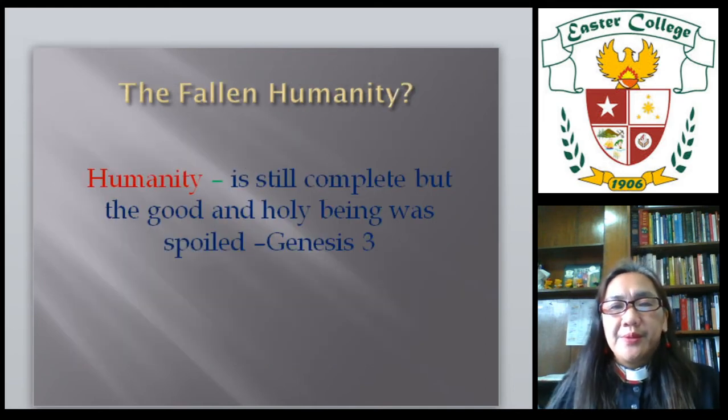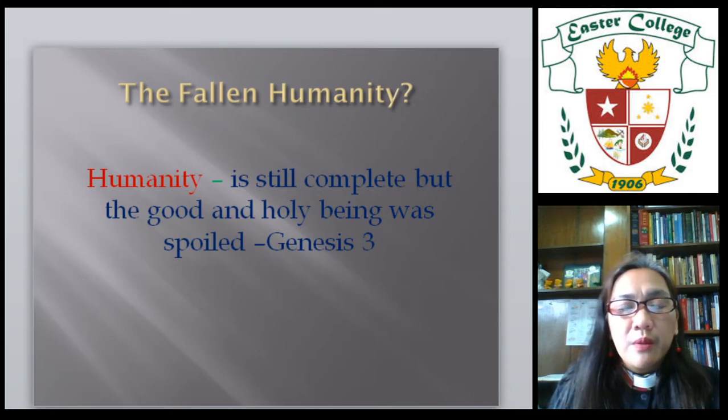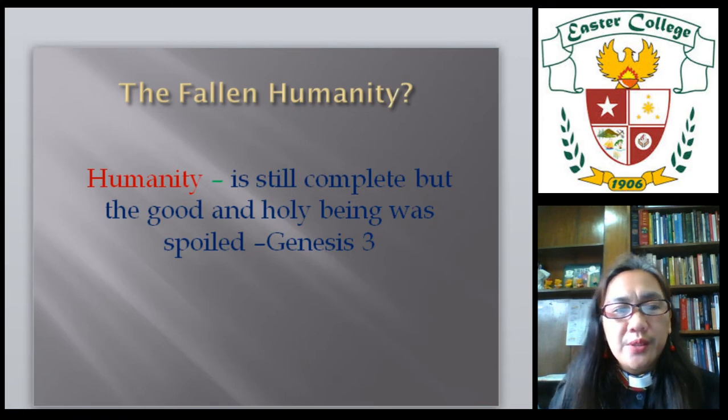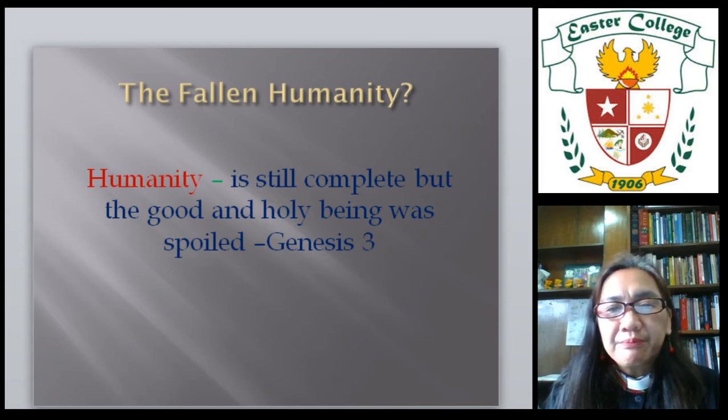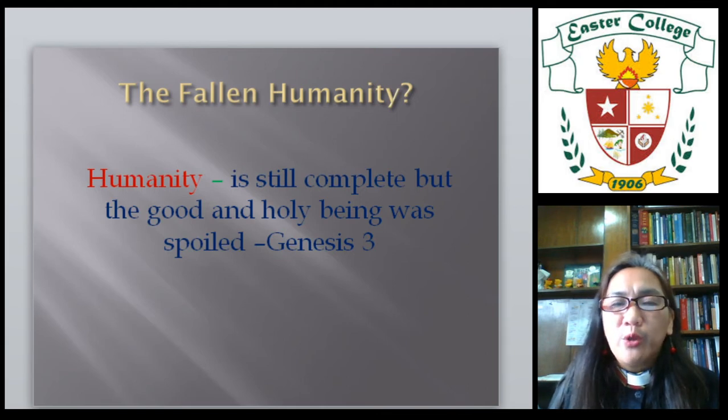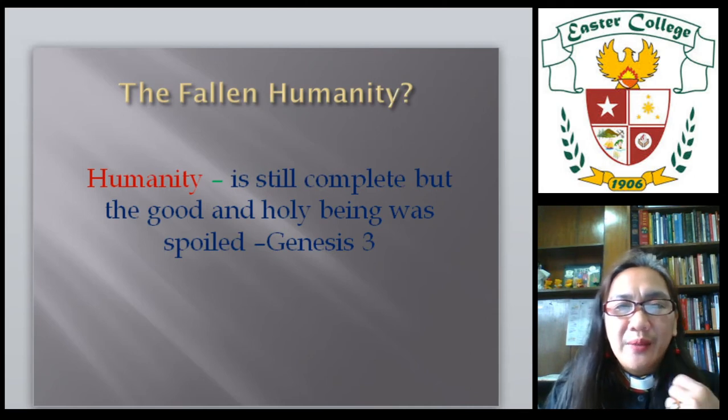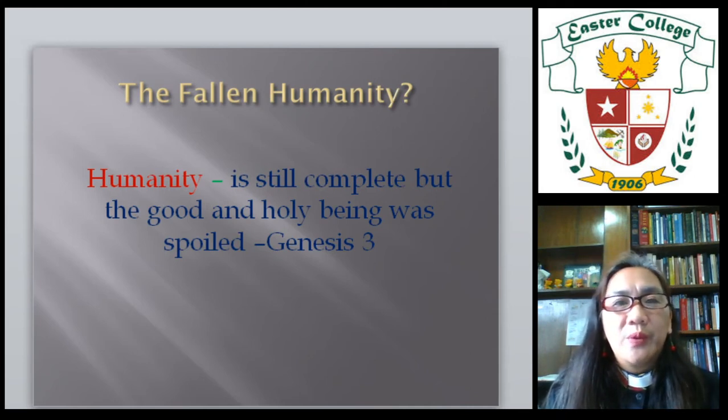So that is the narrative in chapter 3. The conclusion here, after reading chapter 3, the reflection would be: humanity, what happened to him? In Genesis chapters 1 and 2, when you read the narratives, the man is in charge, the overall steward of the rest of God's creation. He is the caretaker. He has this bond with God. He has that good relationship with God, because he is the image of God.